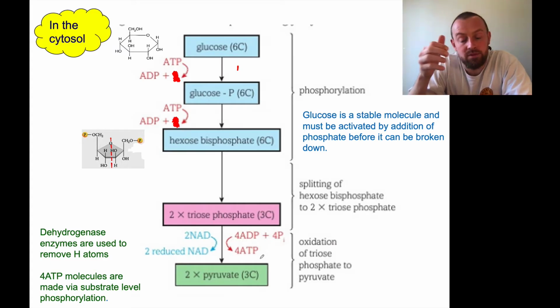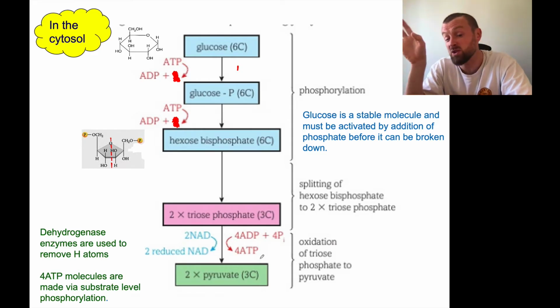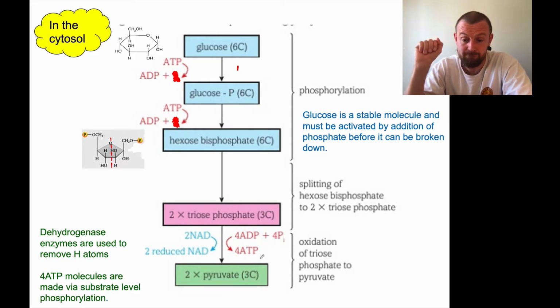So the enzymes that do this final process are called dehydrogenase enzymes, and that is something you need to know. A dehydrogenase enzyme is something that removes hydrogen. And then again, these ATP molecules there are made via substrate level phosphorylation as opposed to oxidative phosphorylation.